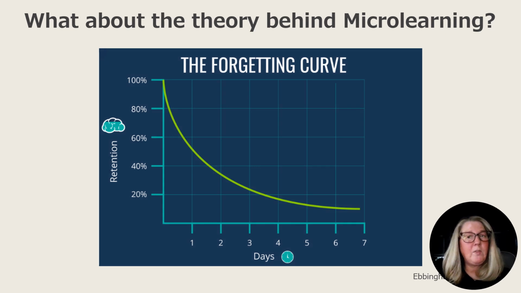All right, so we've looked at the what and the why of microlearning. Now let's dig a little deeper and consider the theory behind microlearning. So the forgetting curve is a memory model created by German psychologist Hermann Ebbinghaus. Basically, this memory model shows how we lose information over time if we don't try to retain it, and it helps us to tackle the common challenges of forgetting information without adequate retention.